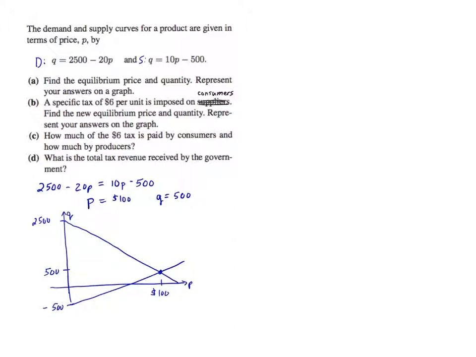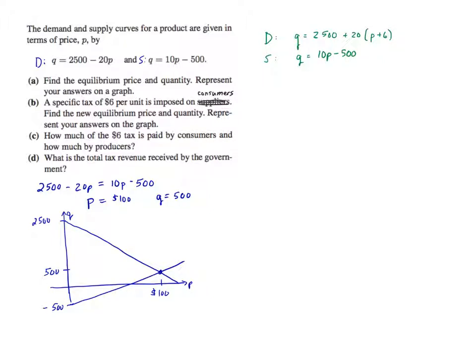Next, let us consider the specific tax of $6 per unit imposed on consumers. If the tax is imposed upon the consumer, we're going to need a new demand function. In the demand function, we'll replace the price with what the consumer actually pays now, which is the price plus the tax. In this case, the tax is $6. So our new demand function would be 2,500 minus 20 times (P plus 6). The supply curve would be unchanged and would remain at 10P minus 500.